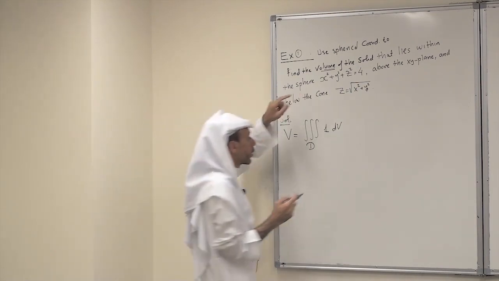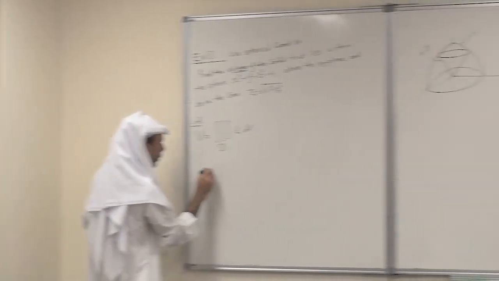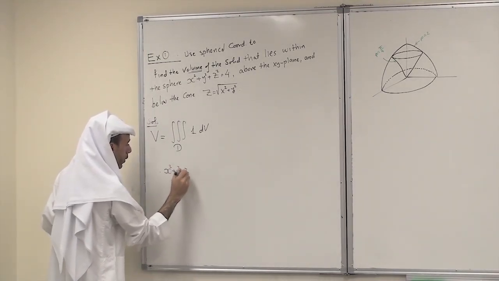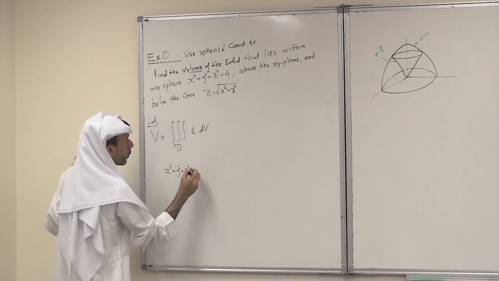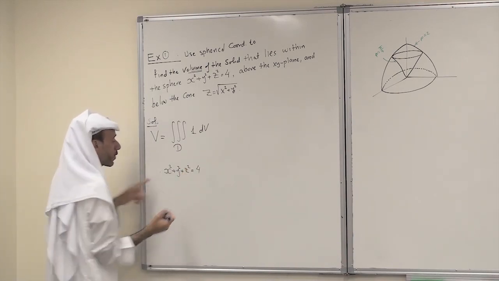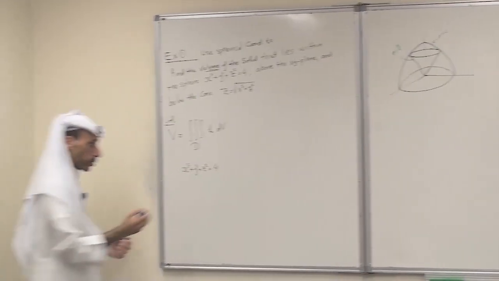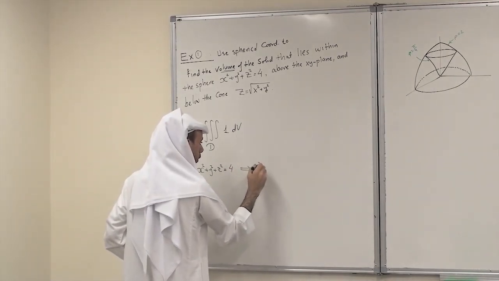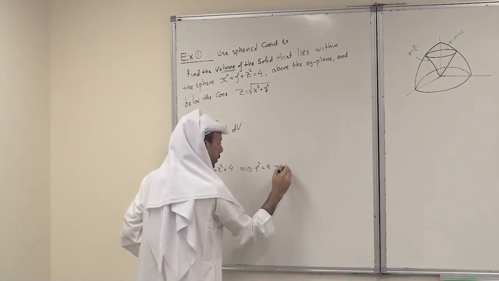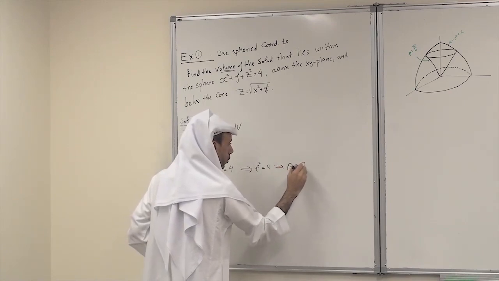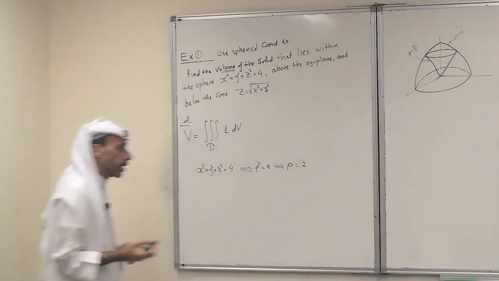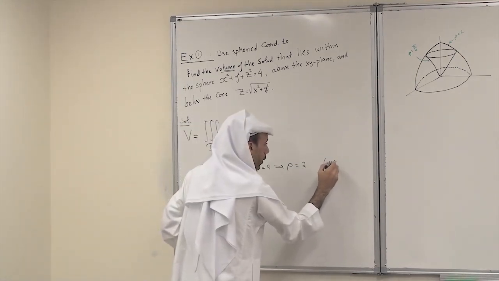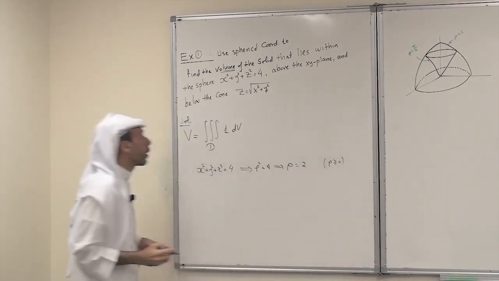So we have the sphere x squared plus y squared plus z squared equals 4. It is a sphere with center the origin and radius 2. In spherical coordinates, this is rho squared equals 4 and hence rho equals 2, since rho is greater than or equal to 0.